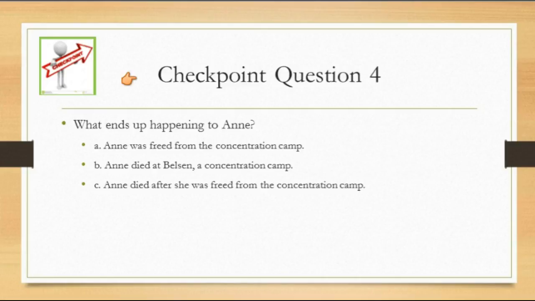So here's checkpoint question 4. What ends up happening to Anne? A, Anne was freed from the concentration camp. B, Anne died at Belsen, a concentration camp. C, Anne died after she was freed from the concentration camp. Go ahead, answer this question in the LAC1 course under the daily checkpoint, and this is question 4.